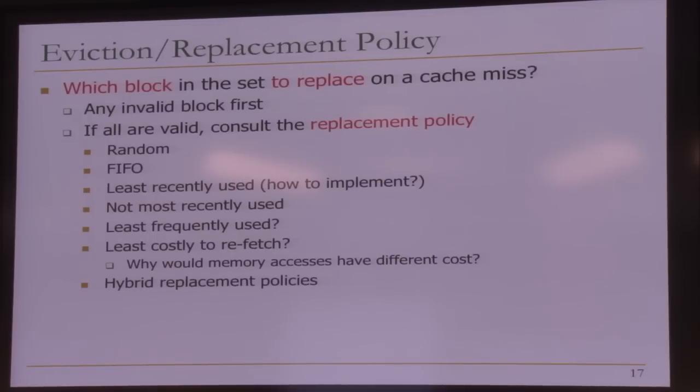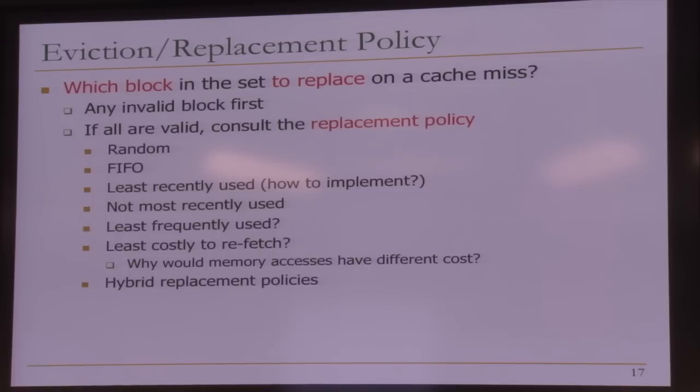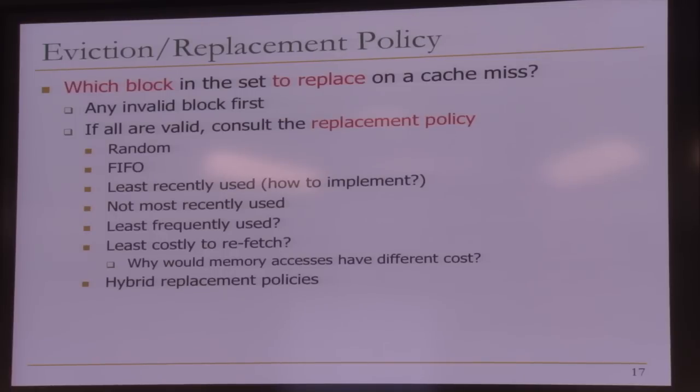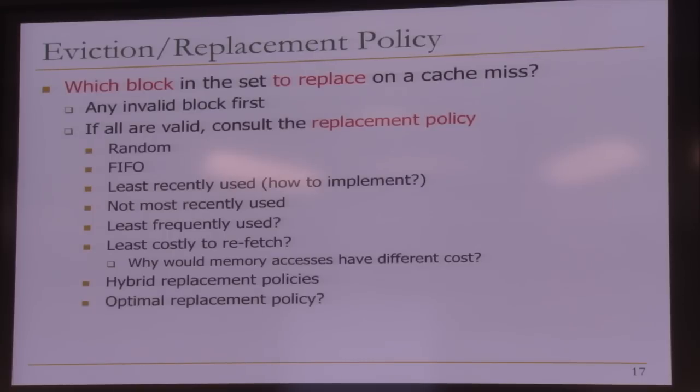What about hybrid replacement? We've seen hybrid branch prediction, right? Tournament branch prediction. May make sense here, especially if you have multiple access patterns, right? Tournament or hybrid branch predictors work because some branches are predictable with some algorithm because they exhibit some kind of correlation, global correlation across branches. And other branches are predictable if you just look at the behavior of that branch, right? Local correlation. Well, in this case, maybe sometimes your access pattern looks like this and sometimes your access pattern looks like that. And we'll take a look at this.